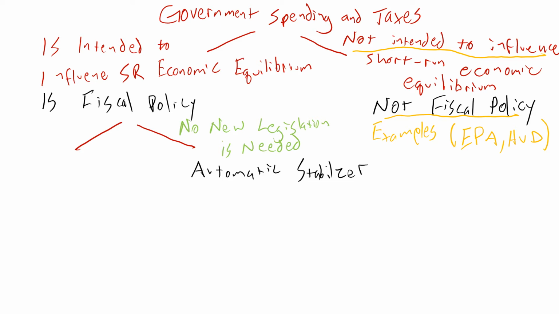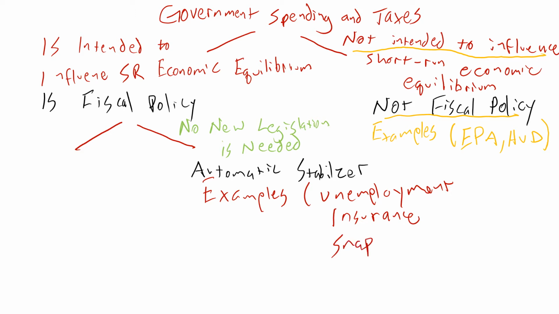And the examples of automatic stabilizers include unemployment insurance, as well as SNAP benefits, meaning food stamps, the Supplemental Nutrition Assistance Program. And we say that these generally offset about 10% of the change in the economic conditions that are due to external forces.